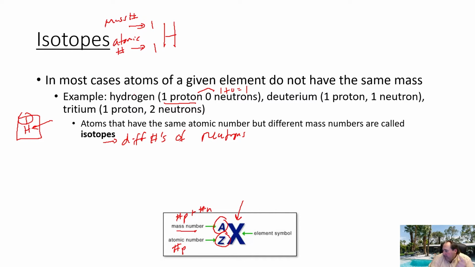So how do I find the number of neutrons? You take the top number and you subtract the bottom number from it. 1 minus 1 is 0 neutrons, right?